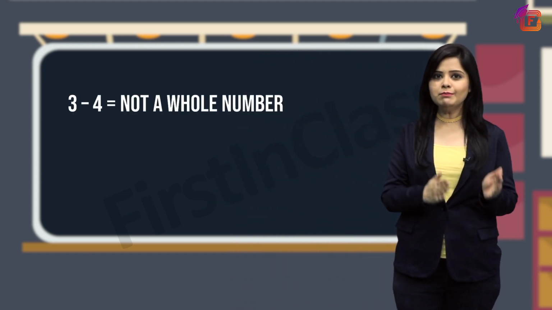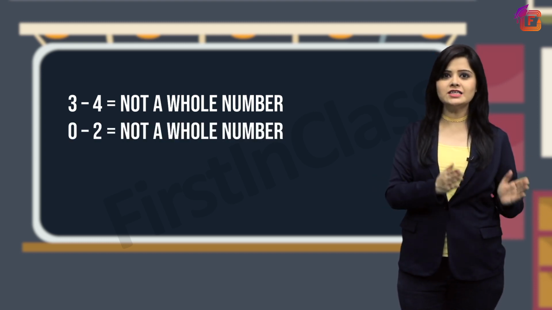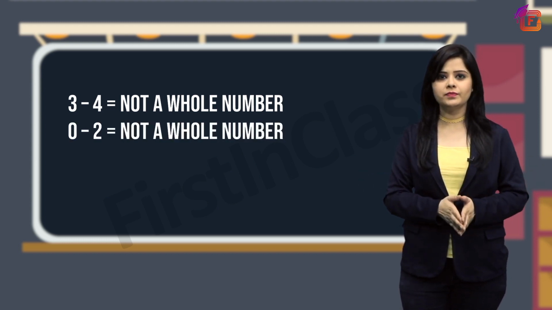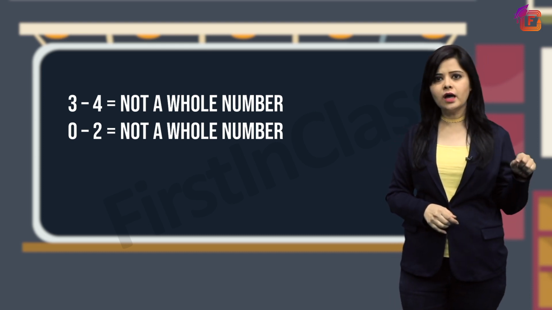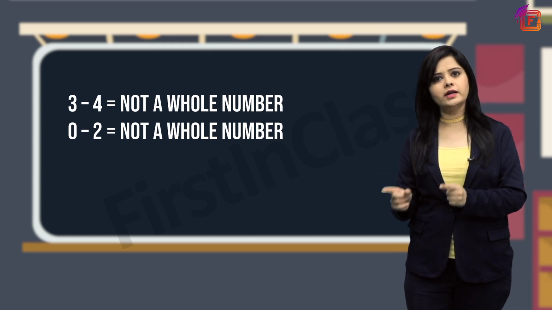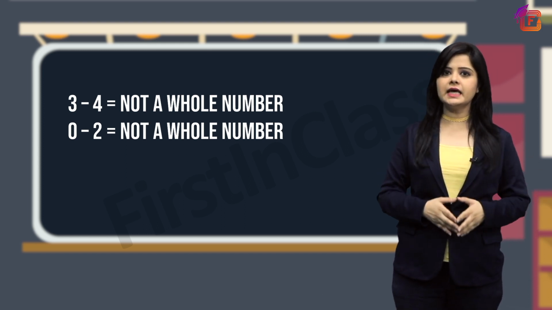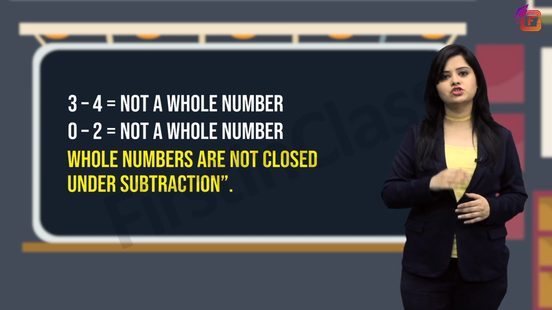Pause this video and give it a try. Now, did you get a whole number in this case? Well, good try. As you can see that 3 minus 4 is not a whole number and 0 minus 2 is not a whole number. Well, we can conclude that we don't get a whole number when we subtract a higher number from a lower number. Thus, we can say that whole numbers are not closed under subtraction.